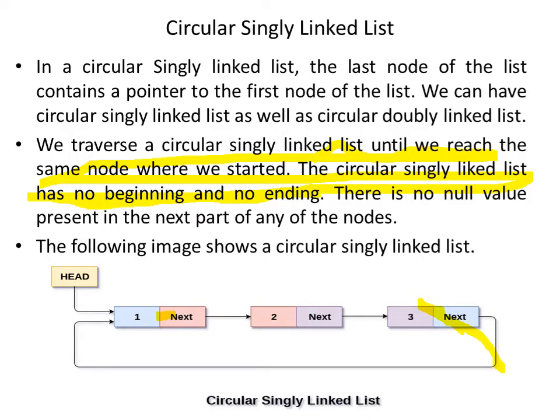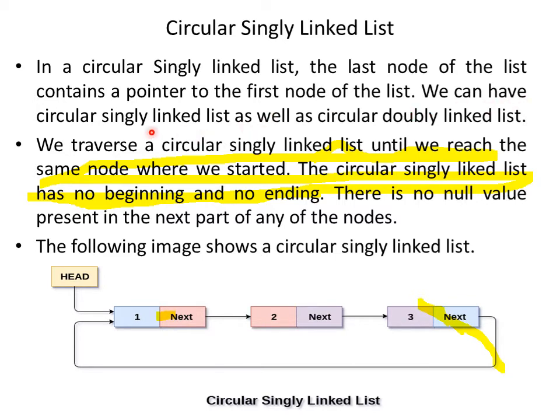What is a circular linked list? First I want to explain. Here you can see the diagram. What is there? The last node is connected to the first node. That is, if I take this one as head and this one as tail, then the tail is connected to the first. That means the tail's next will hold the address of the head node. See, in a circular single linked list, the last node of the list contains a pointer to the first node of the list. Here you can observe.